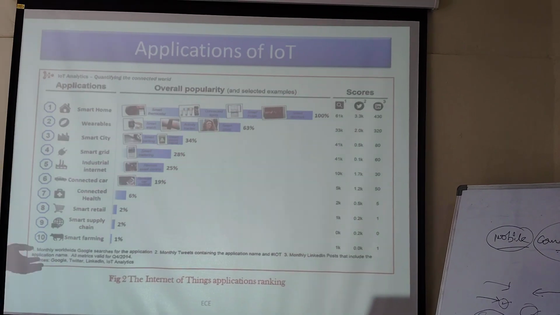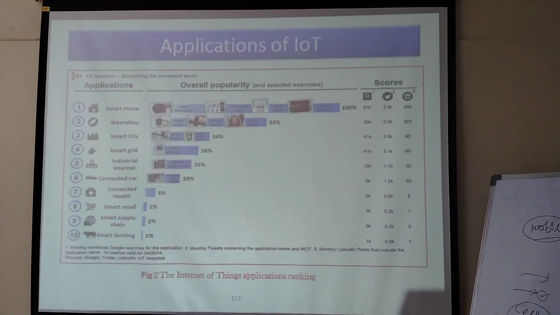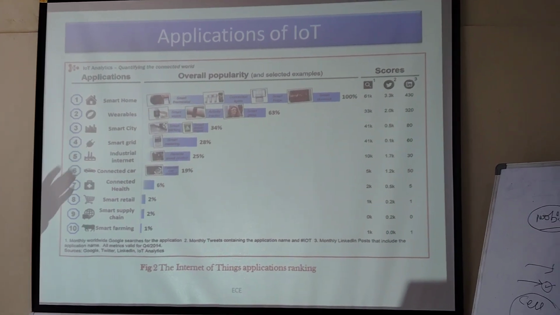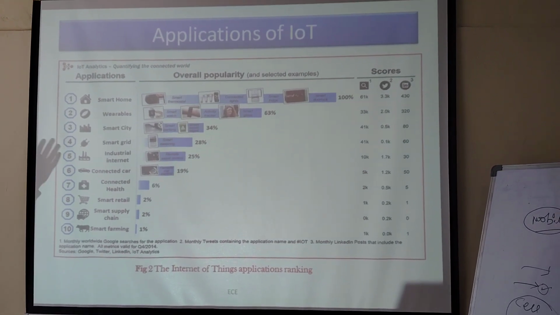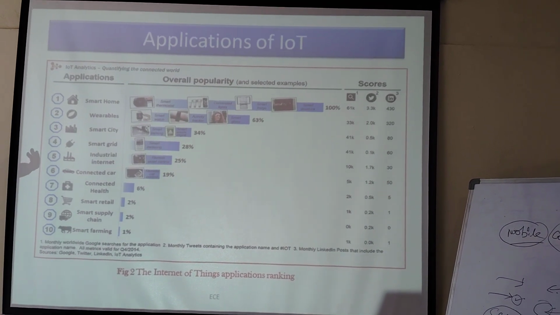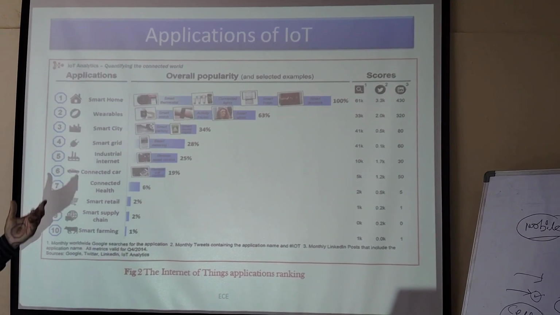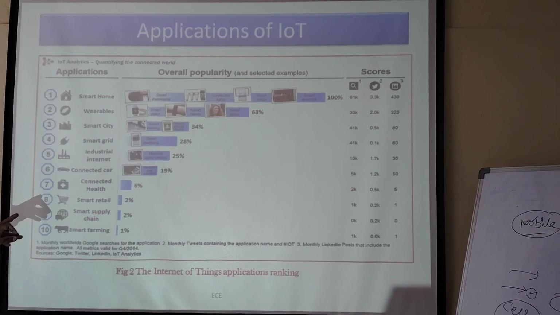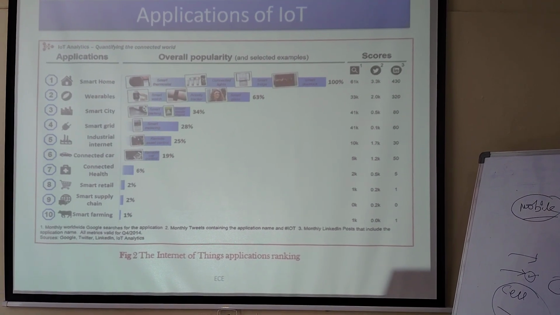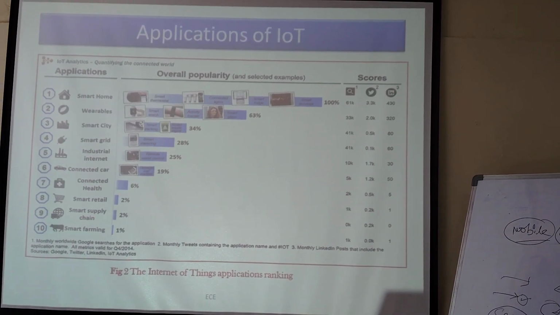We see that IoT has reached 100% usage in the case of smart homes, and up to 63% in the case of wearable IoT. In the case of smart cities it is still extending; it is only up to 34% now. Then industrial internet and connected cars. Connected cars means Tesla cars, where the car can drive without drivers. That has not come into complete existence, but the research is still going on.